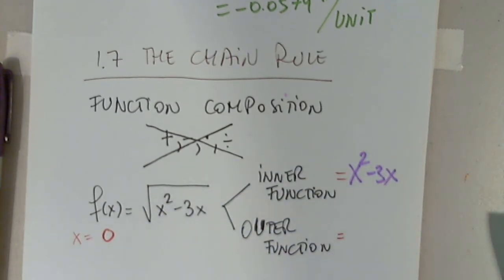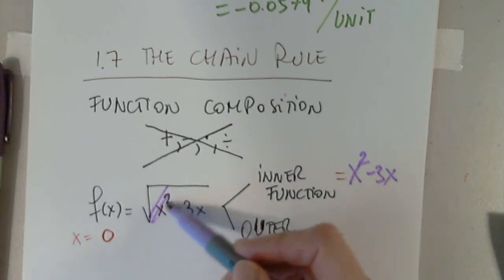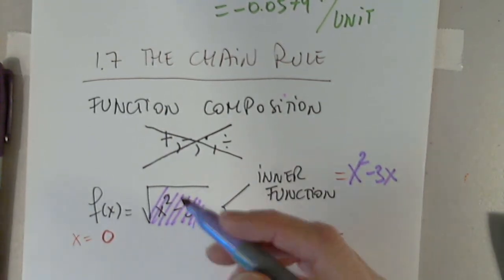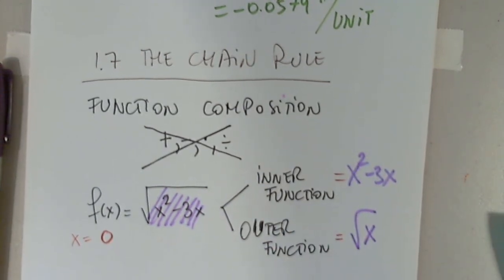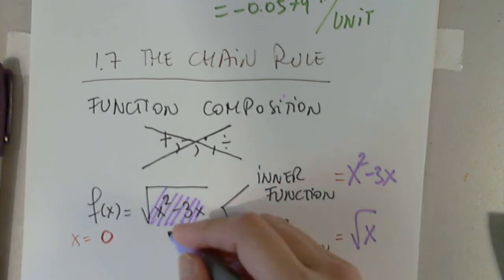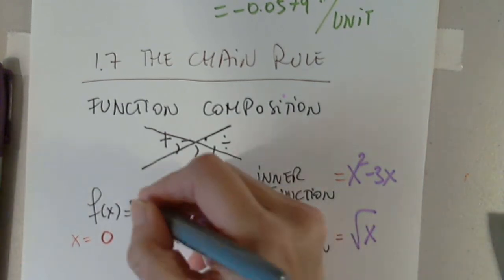You're right, there are other answers. This is not the only answer. I agree. So this is the inner function. When I'm done with this and I get a number, then I apply the square root of x to it. So this is the inner, and this is the outer.